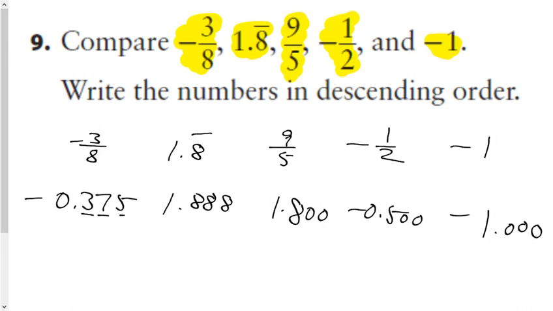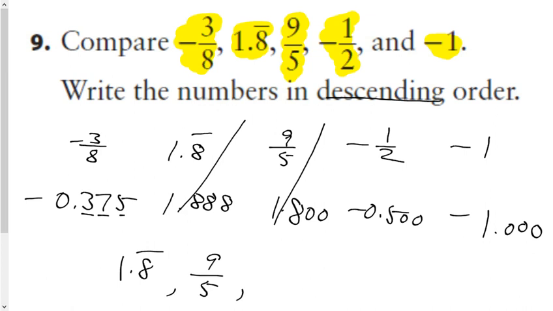Perfect. Now we're going to write them in descending order. Descending order means we're going to go from the largest number to the smallest number. I don't know if this was on purpose, but our largest number is 1.8 repeating because that's the largest positive number. Our next largest would be 9/5. Notice how I didn't write 1.800. I put it back in the original form, which was an improper fraction.